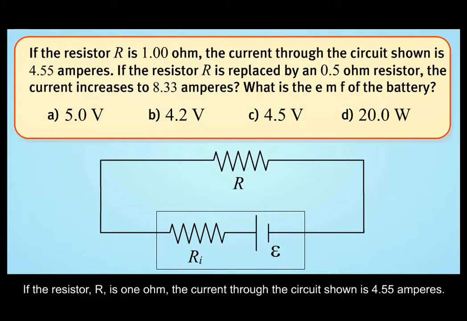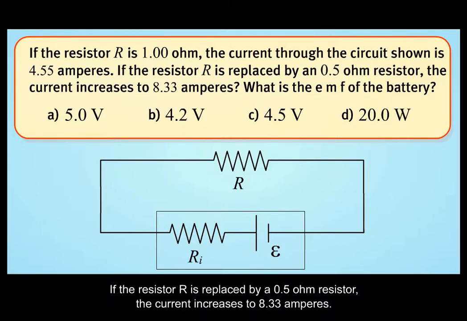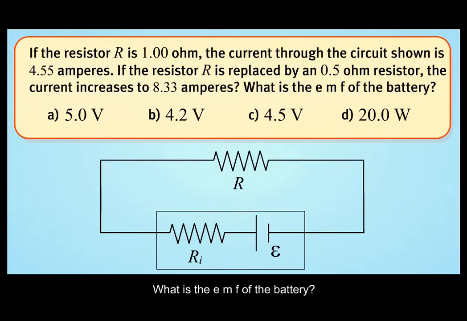If the resistor R is 1 ohm, the current through the circuit shown is 4.55 amperes. If the resistor R is replaced by a 0.5 ohm resistor, the current increases to 8.33 amperes. What is the EMF of the battery?